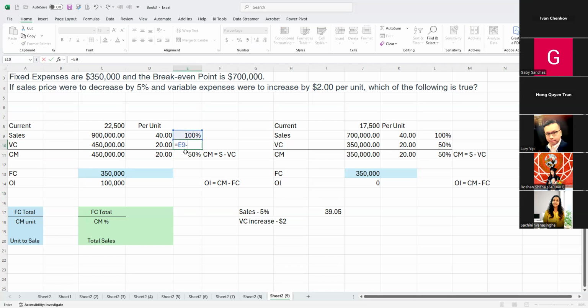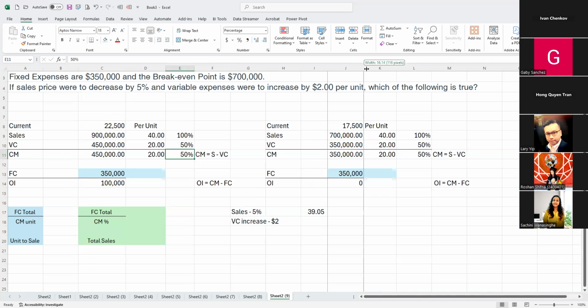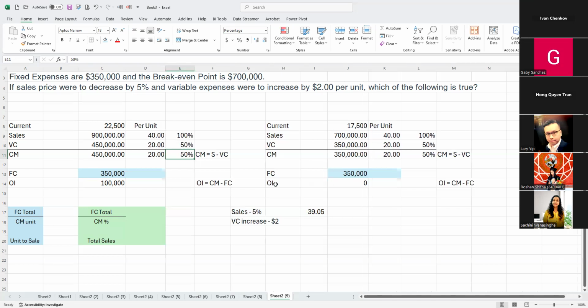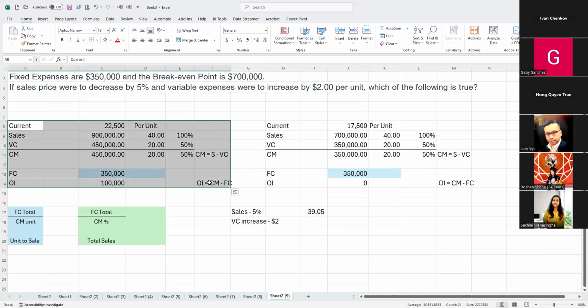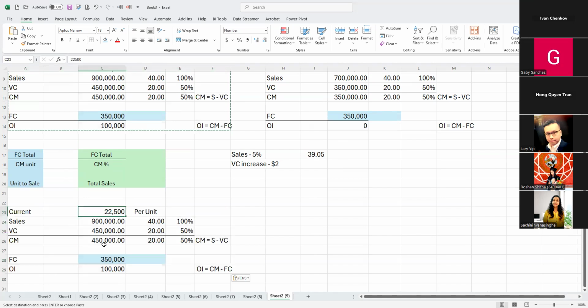Yes. Now we pretty much know everything that we need to know. Contribution margin per unit. I know where I am. Now what do we have to start? We start playing with the situation. What's going to happen now? Let's copy this and start flipping the new information.